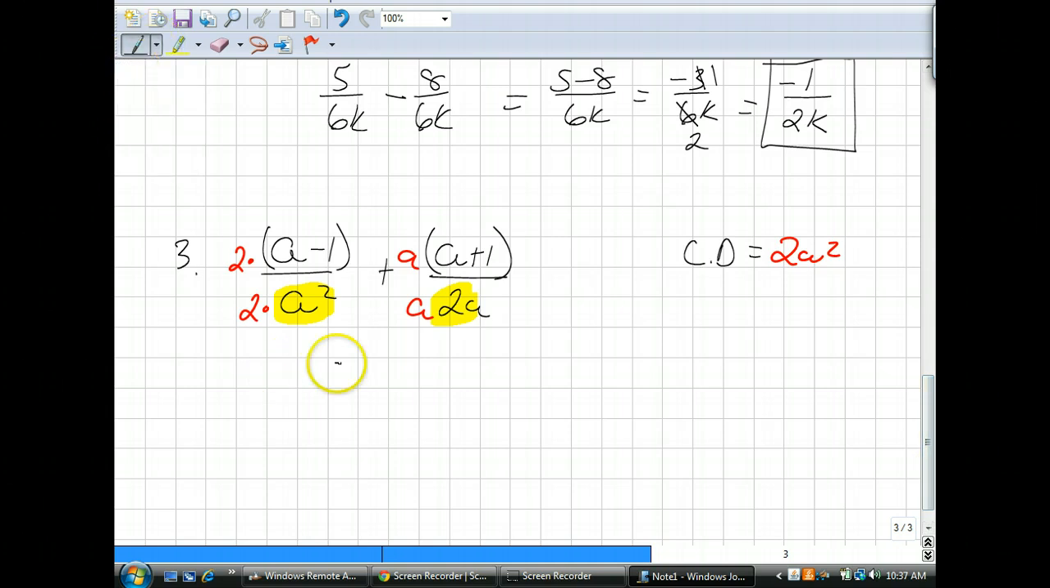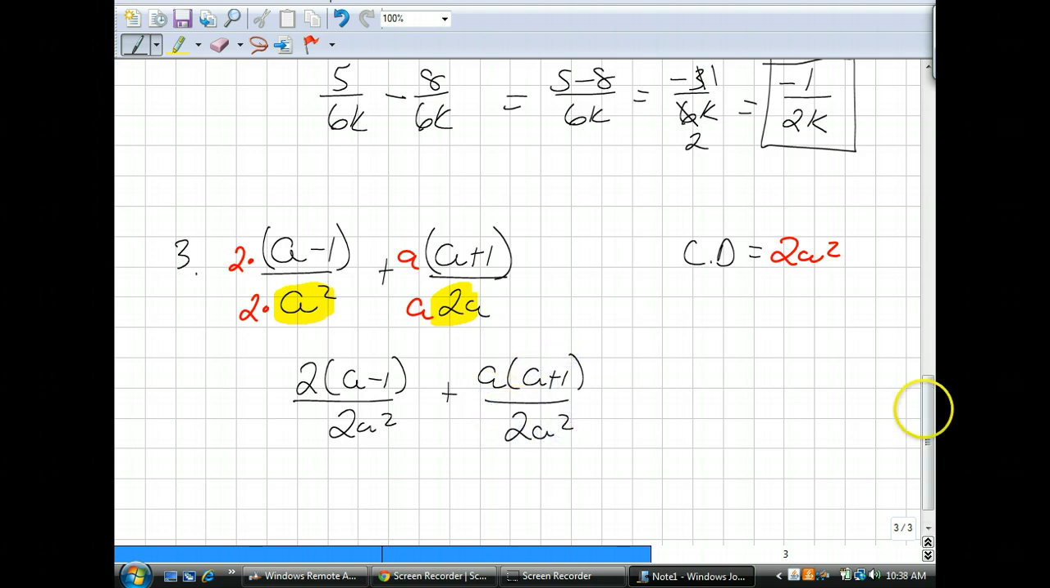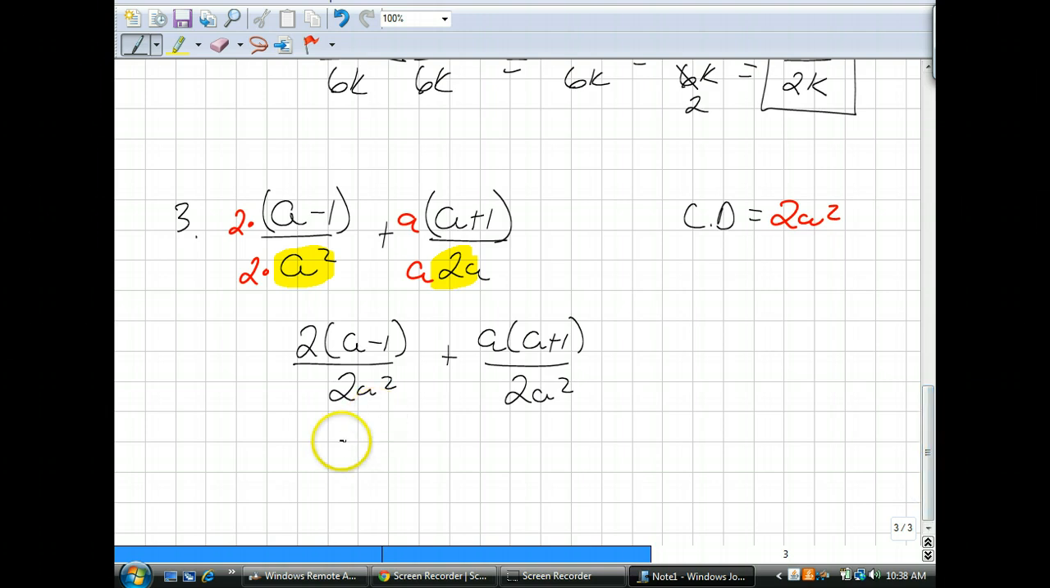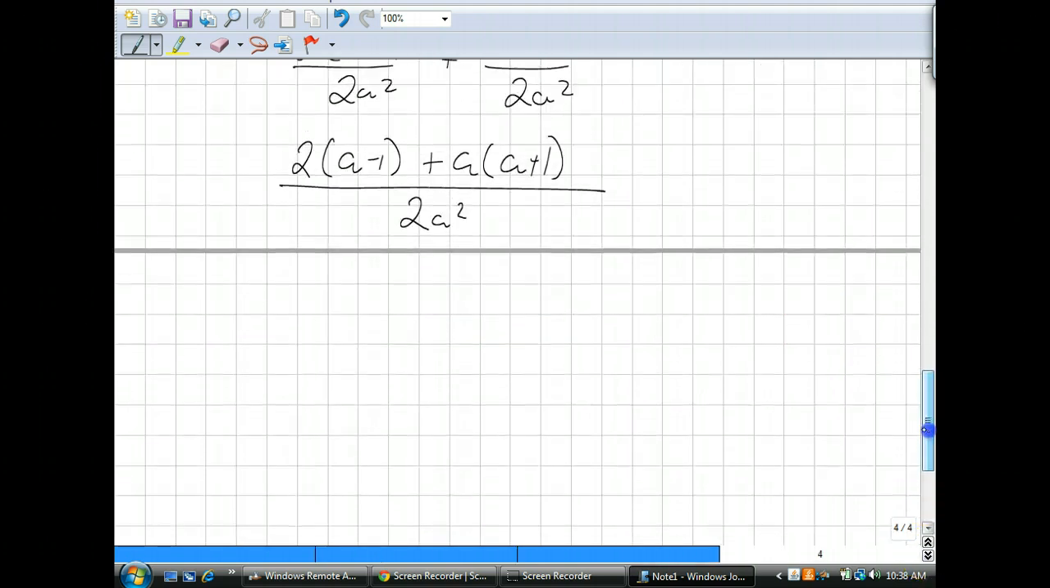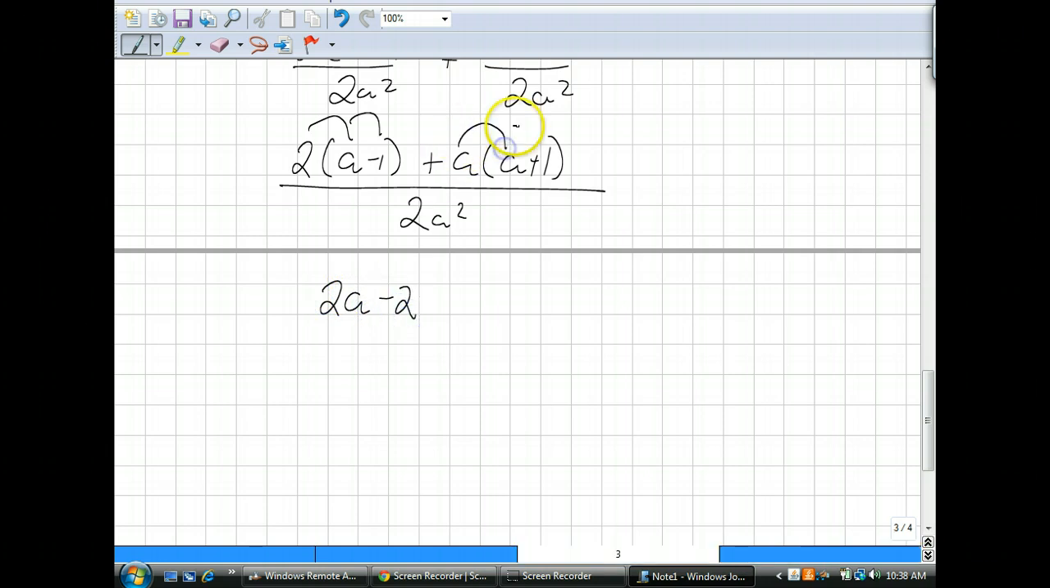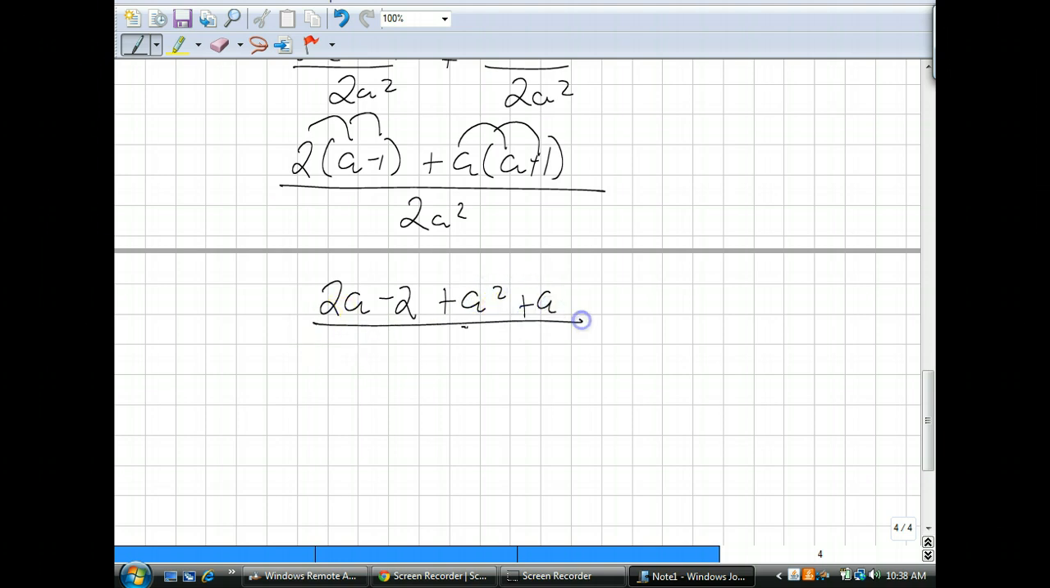So I'm going to get 2 times a minus 1 all over 2a squared plus a times a plus 1 all over 2a squared. Now I have the same denominator, so I have 2 times a minus 1 plus a times a plus 1 all over 2a squared. Now I need to simplify the numerator. So first I'm going to distribute this 2. So it's going to give me 2a minus 2. I'm going to distribute this positive a, so it's going to be plus a squared plus a all over 2a squared.